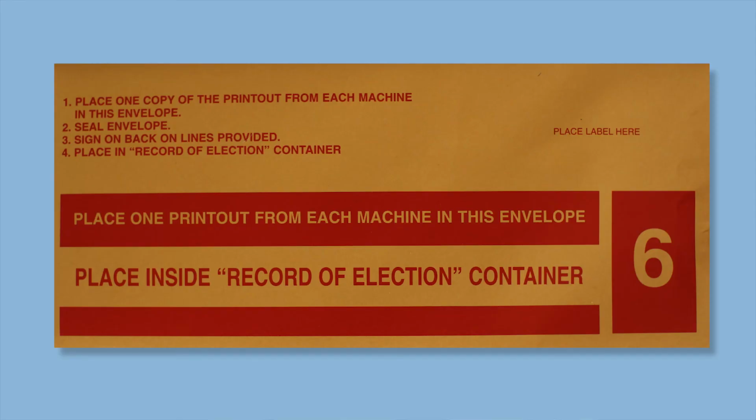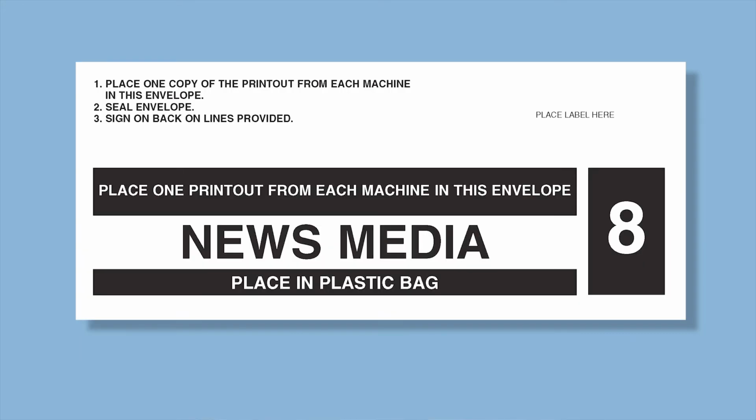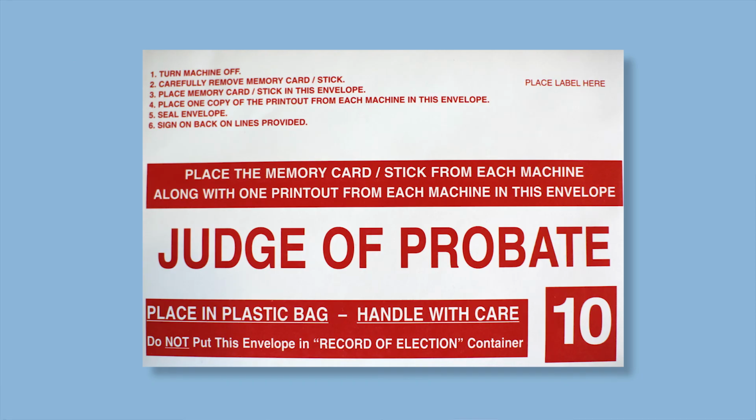The second copy of your totals, I suggest you tape that on your window or door for public viewing. The third copy would go in envelope 6 for the record of elections container. Again, it's a brown envelope. Envelope 8 is marked for the news media. They are to be given a copy of the results from each tabulator. Envelope 10, make sure you put the copy of the results signed, and also the thumb drive and or memory card from your voting machine. It is to be placed in envelope 10, and that's clearly marked for the judge of probate.